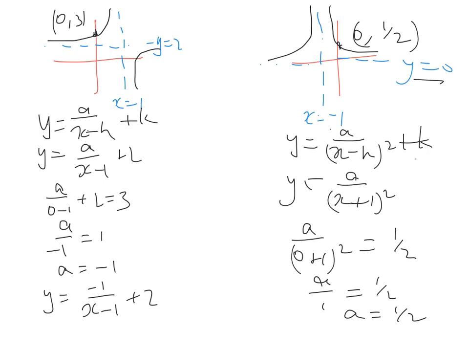And our function ends up looking like y equals 1 over 2 times x plus 1 squared. So that's what our final equation ends up looking like. Because our value for a is a half, we end up putting our 1 on top and 2 at the bottom. So that's how we go about finding an equation if we're given a graph.